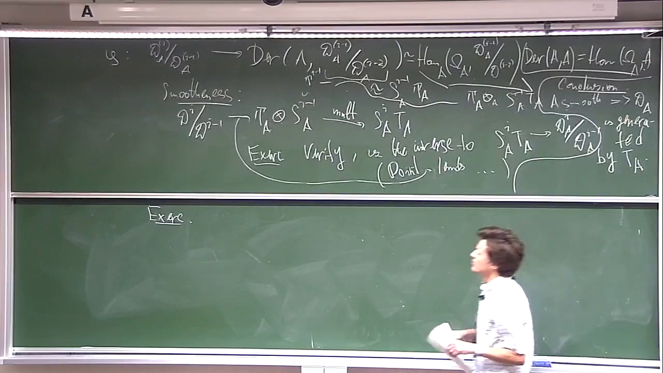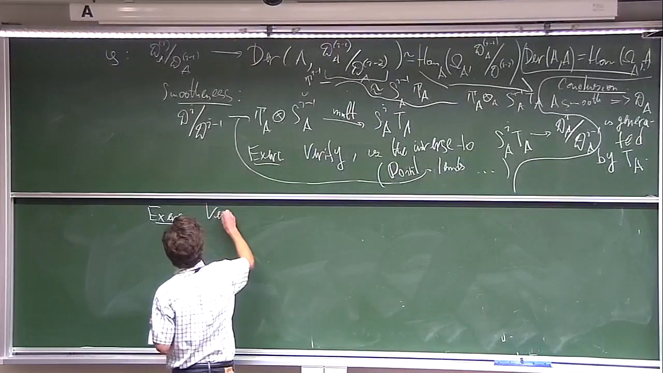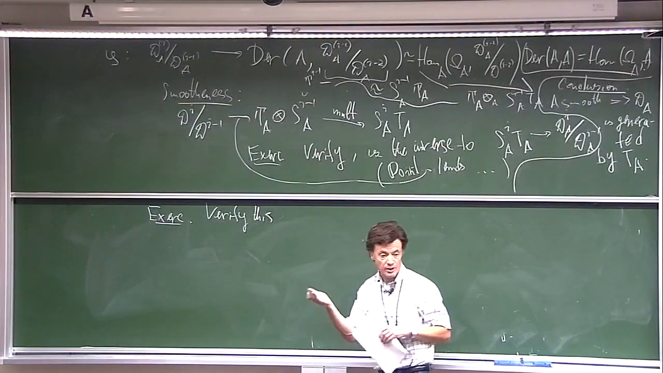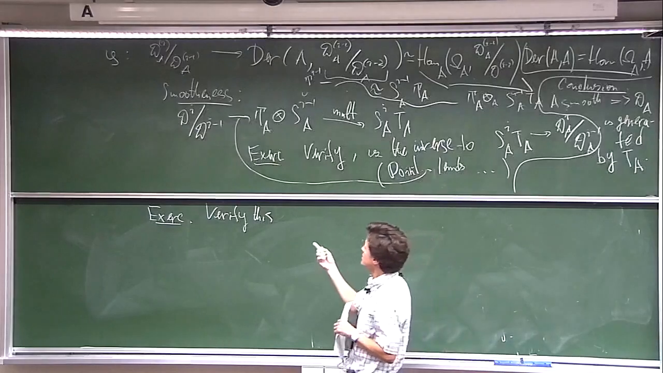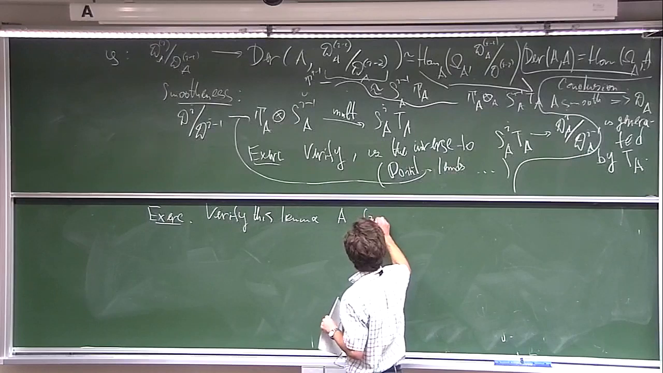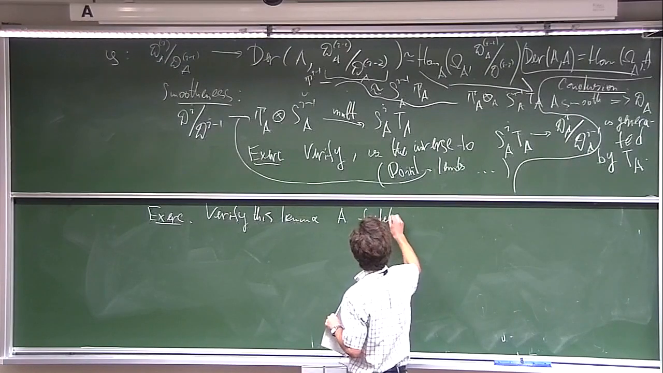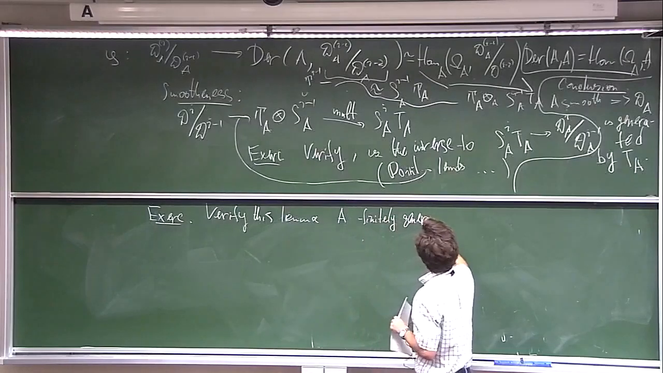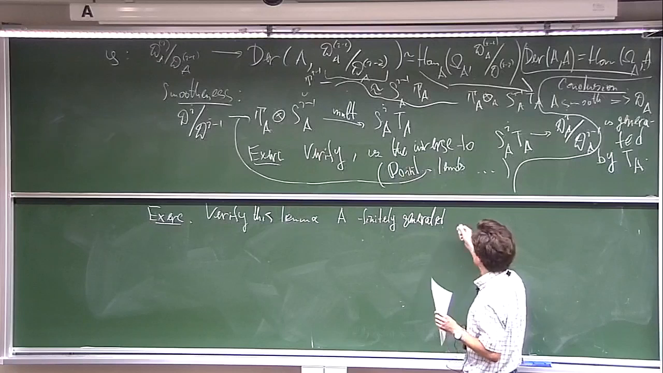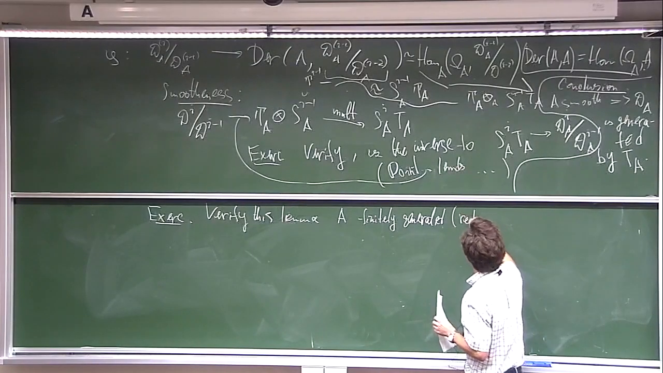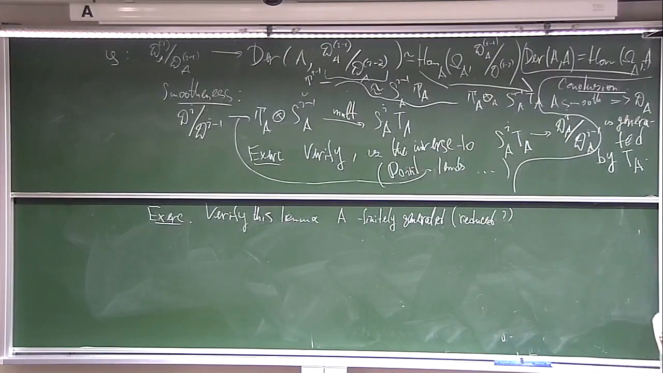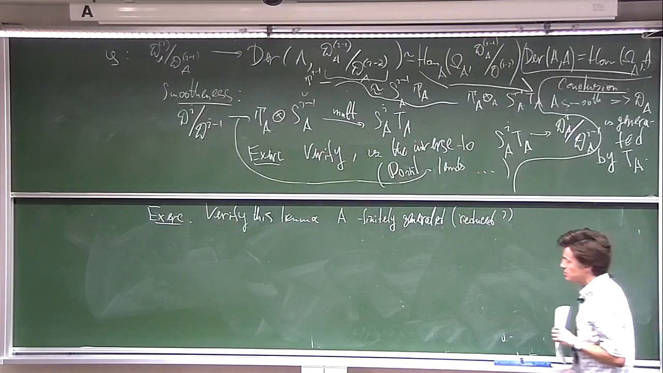So I verify this. Just the localization property, nothing else. Verify the localization. Verify this lemma for A finitely generated. Perhaps, I'm not sure. I don't think it's needed. If you need an extra assumption like reduced, perhaps. But finite generation is a crucial condition.